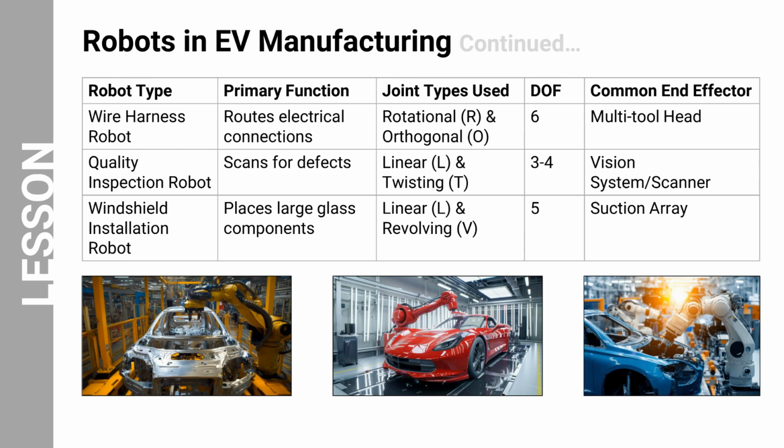The windshield installation robot combines linear and revolving joints with 5 DOF to carefully maneuver and place large glass components, employing a suction array end effector to ensure secure installation of these delicate materials.